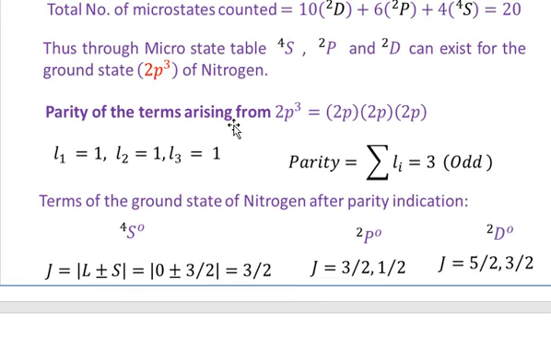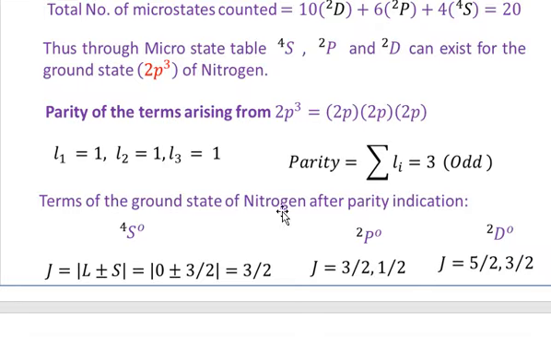So now let's talk about the parity of terms arising from the 2p3. Because these are three identical electrons, we can write 2p, 2p, and 2p. For these three electrons, L1 is equal to 1, L2 is equal to 1, L3 is equal to 1. Parity is given by the summation of all orbital angular quantum numbers Li. So if you add 1 plus 1 plus 1, you will get 3, which is odd. It means the parity is odd.